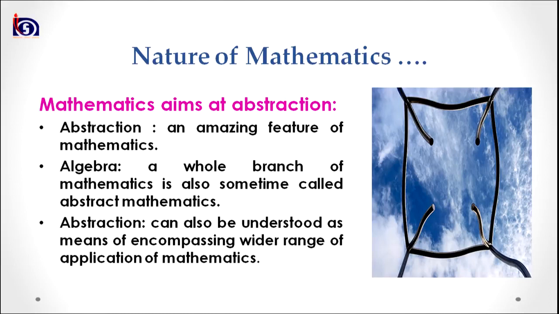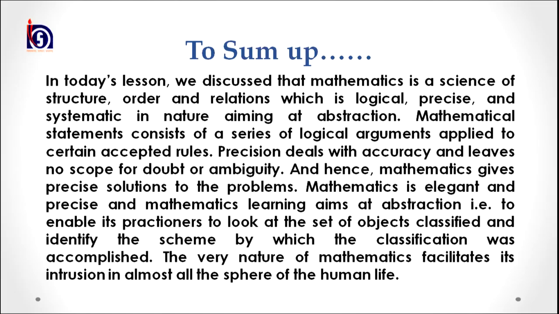There is a whole branch of mathematics which is devoted to abstraction. It is called algebra, and algebra is sometimes called abstract mathematics. Abstraction can also be understood as a means of encompassing a wider range of applications of mathematics. To sum up, in today's lesson, we have discussed that mathematics is a science of structure, order and relation which is logical, precise and systematic in nature, aiming at abstraction.